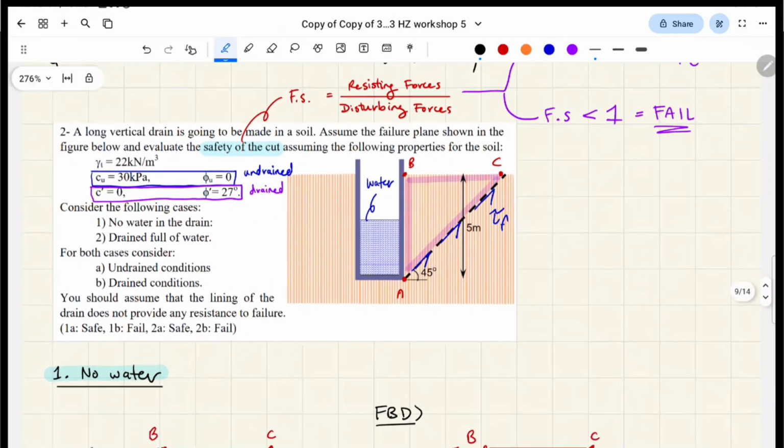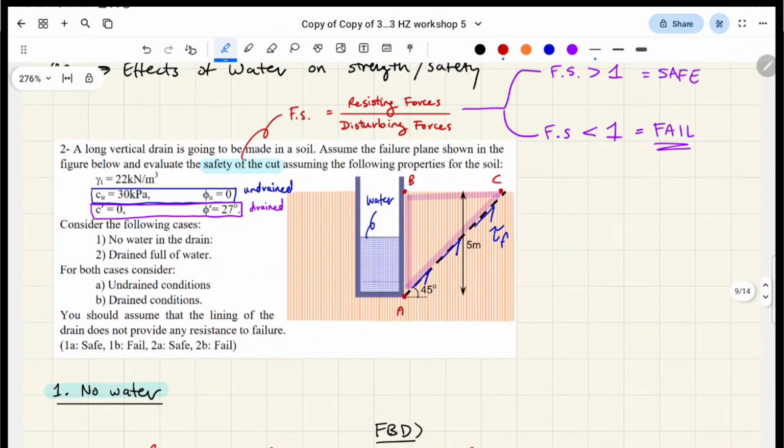In terms of what we have to do, we have to consider the case where there's no water in the drain. In other words, this is completely dry, okay? And then the other case is going to be where the water is full to the brim, right? That's scenario A and B, 1 and 2. And for both those cases, we're also going to have to look at the undrained and drained conditions. So there's going to be part A and B for 1 and 2.